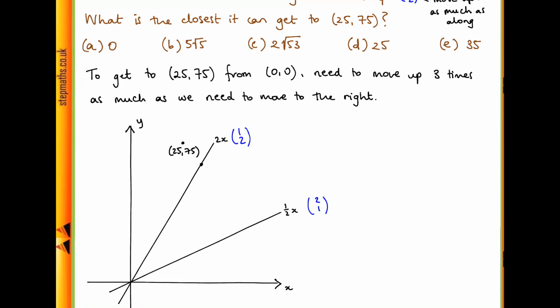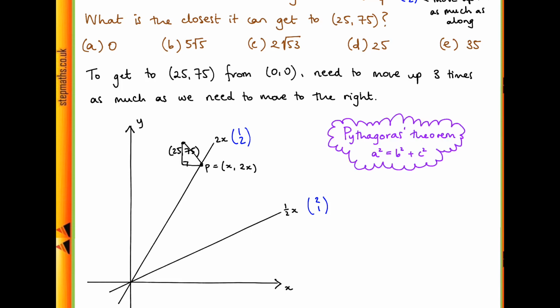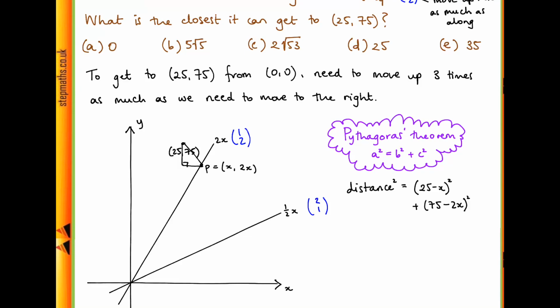Now if I pick any point P on this line, this P is going to have coordinates (x, 2x), right? The y coordinate is going to be twice the x coordinate. So if we wanted the distance between (25, 75) and P, then we do the usual thing of viewing this as a right-angled triangle and using Pythagoras' theorem. So let's look at the distance squared actually, so we don't have to deal with any square roots yet. We get (25 minus x) squared from the horizontal difference and (75 minus 2x) squared from the vertical difference, right? And the distance is minimized when the distance squared is minimized. So to find the minimum distance, we just need to minimize this. And this is just a quadratic.